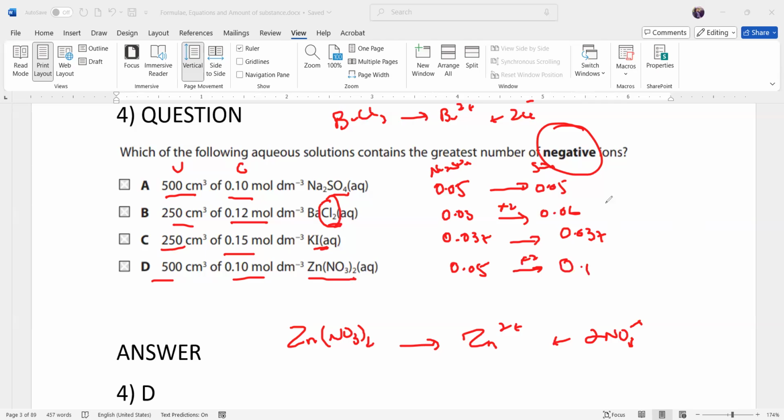And the question is which contains the greatest number of negative ions. The one which has the maximum moles of the negative ion contains the greatest number of negative ions. So that's why the correct answer for this one will be D. Is this question clear? That is how we worked out the maximum number of negative ions. So first we work out the moles of the compound. From the moles of the compound, we work out the maximum number of moles of the negative ion.